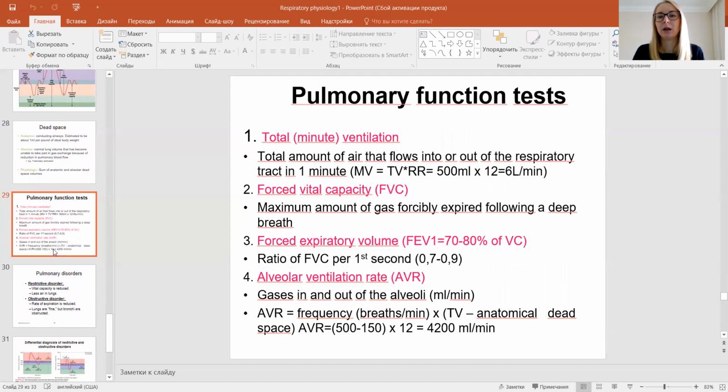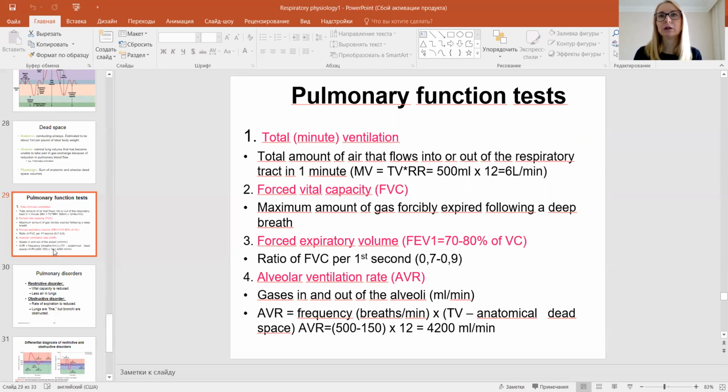So what are the pulmonary function tests which you can get with the help of spirography? Total minute ventilation, or minute respiratory volume, is the air volume inhaled into the lungs per 1 minute. Its value ranges within 6 to 8 liters per minute during calm breathing, and it may be increased up to 30-40 liters per minute during the maximum possible inhalation.